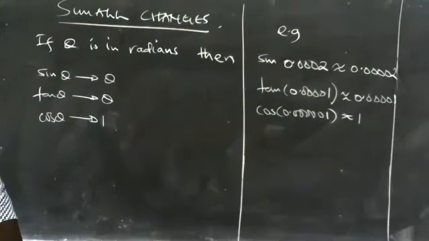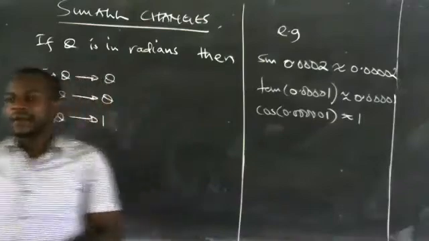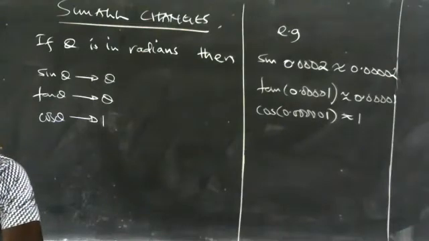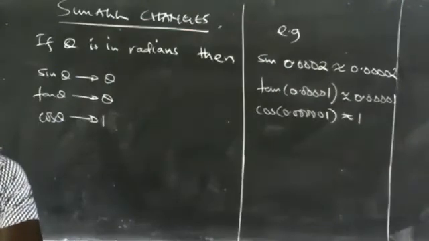Teacher, mine is different. Teacher, mine is giving me 1.999. When you round off, yes, teacher, same thing here. When you round off the number, it is in standard form. Exactly. Then you put a cosine of a very small angle like this one. Aren't you getting 1? Yes, teacher, I'm getting 1.